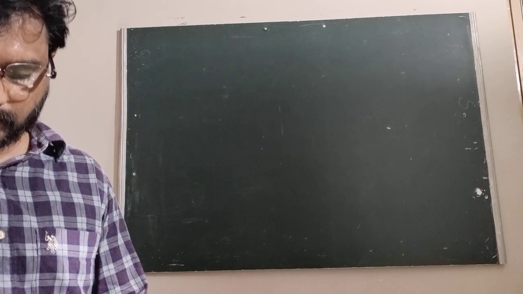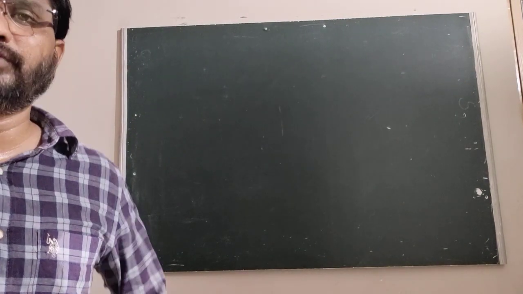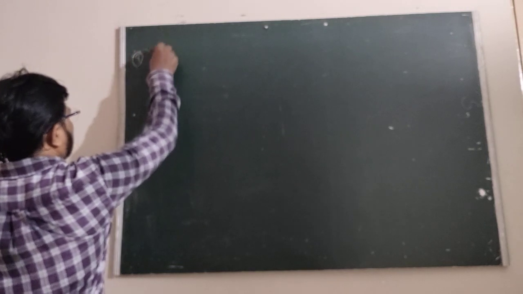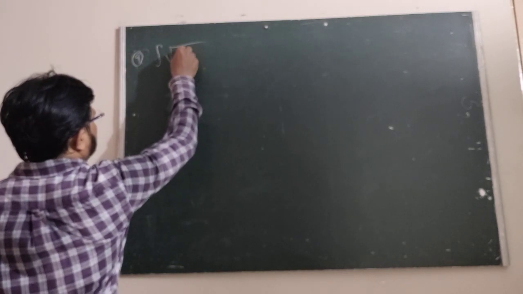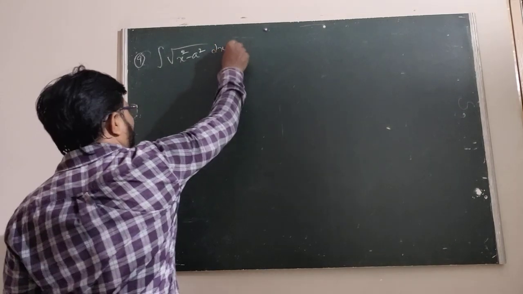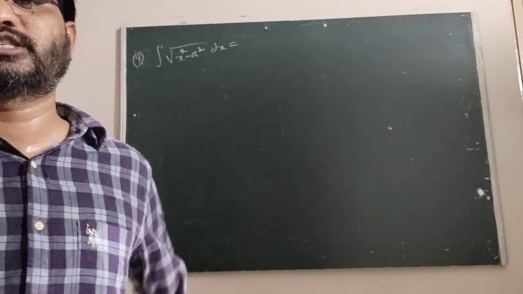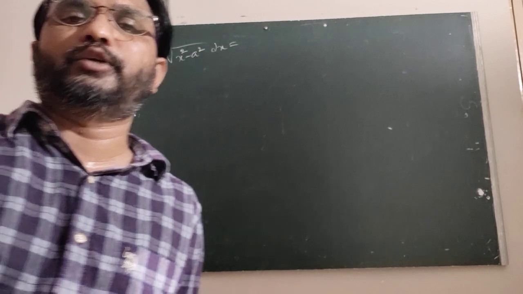Now we are going to learn the last one in the standard results, standard integrals. The last one is the ninth one, that is the integral of under root x square minus a square into dx. The integral of under root x square minus a square dx is of the form x by 2 under root x square minus a square, minus a square by 2 cos h inverse of x by a, plus c.